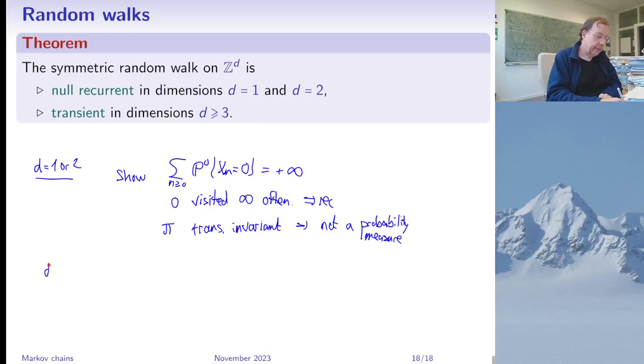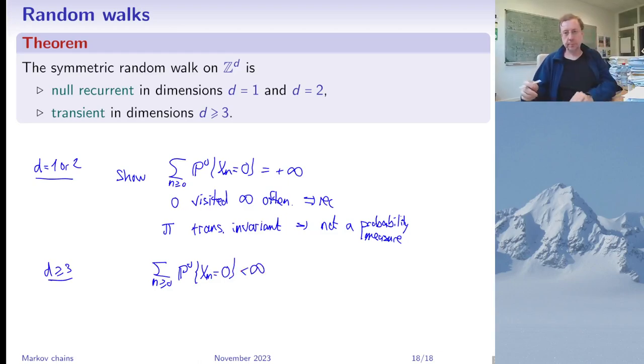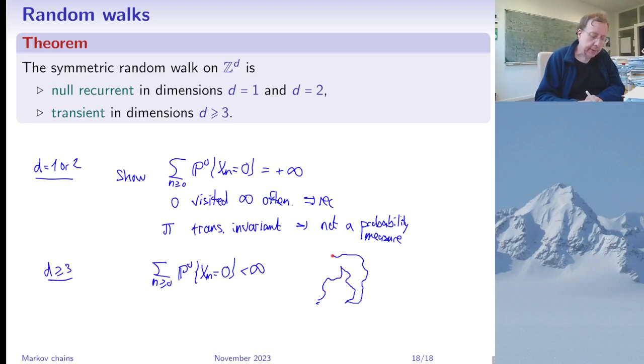And in dimension 3 and larger, what you show is that the similar sum of the probabilities of being back at the starting point is actually finite. The intuition behind that is that in dimensions 3 and larger you have much more space, and in that way you can explore space and do things where you never come back to the starting point. So you have a positive probability of never coming back, and so the starting point is not recurrent, so the chain is transient.